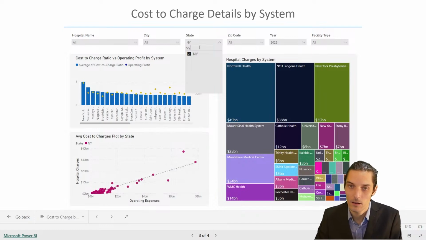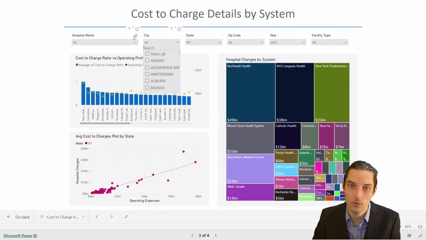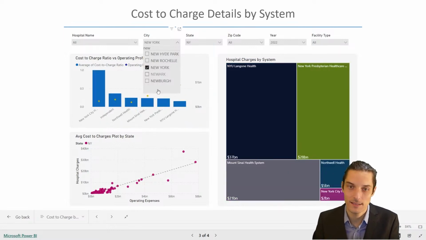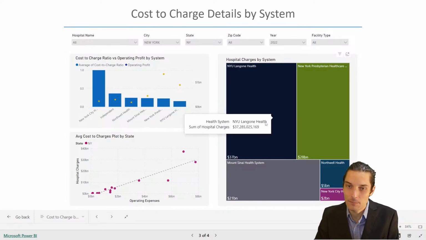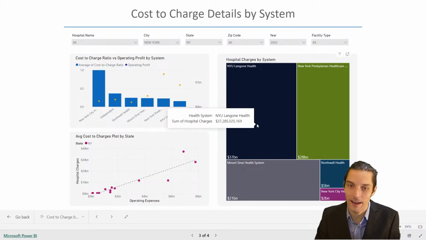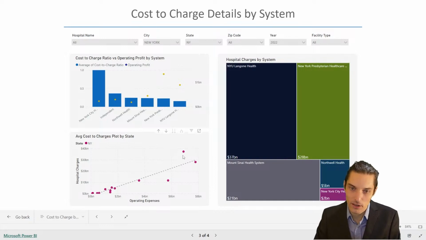You can also look at specific cities within New York, but generally within the state of New York, it's more in line with what California has for cost to charges. If I look at, let's say, New York City, for example, this is what I'm looking at. My choices as far as healthcare systems are limited to 1, 2, 3, 4, 5. And then these are essentially the systems and the hospitals I'm looking at.